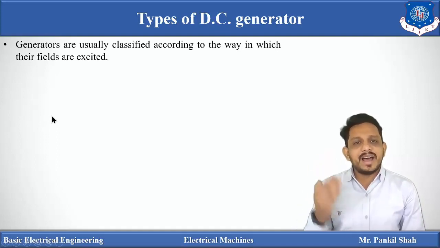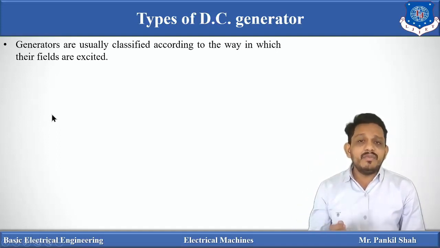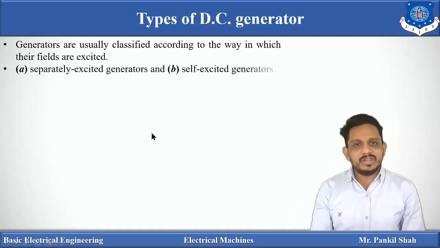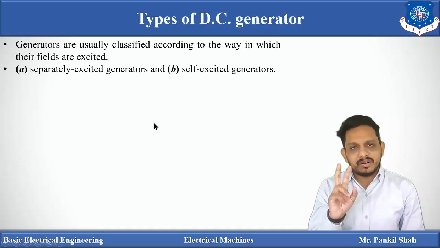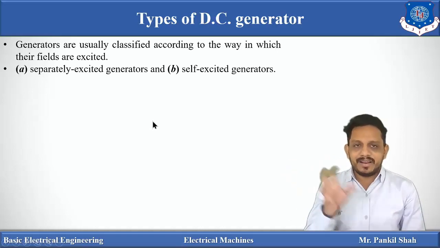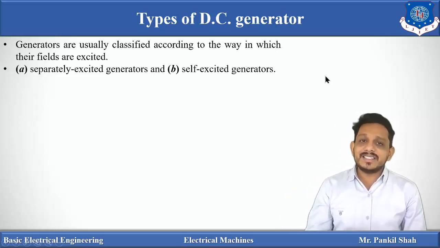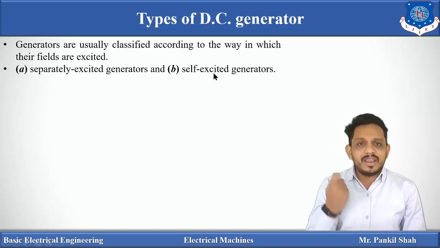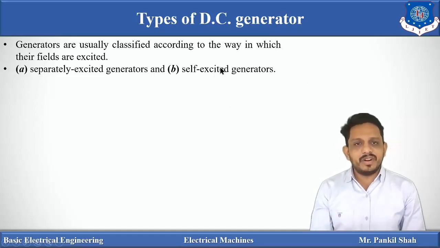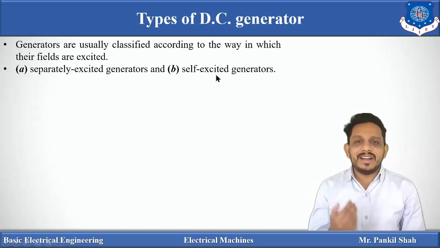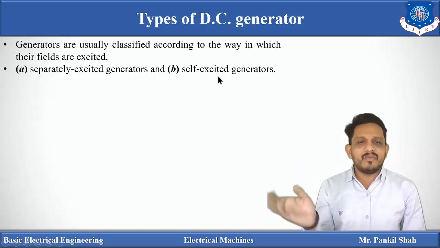Basically, generators are classified according to the way in which their field and armature are connected and the method in which the field winding gets excitation. There are two types of classification based on the excitation method: the separately excited generator and the self-excited generator. In the case of a generator, we have to give DC input to both the field winding as well as the armature winding. The manner in which you give that input to both windings gives the different types of generator.